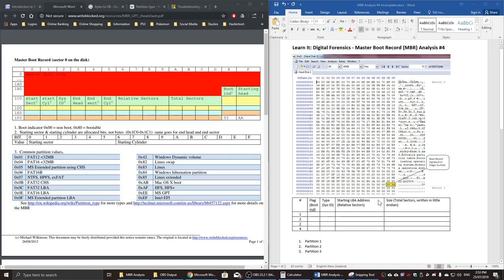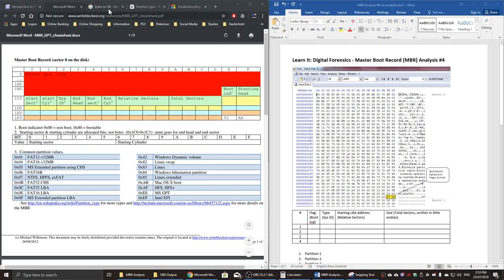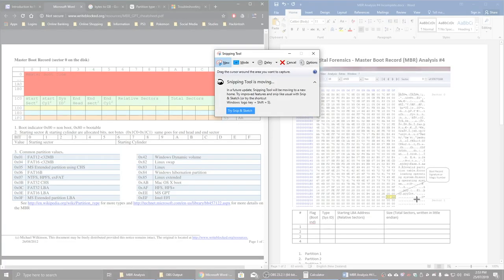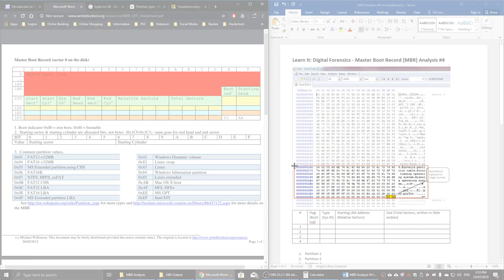So I've got a new partition here on the right, and I've opened up all my tabs that I've included information for. So we'll get right to it. I'm going to use a snipping tool to crop this.